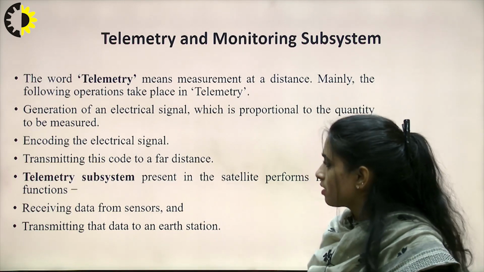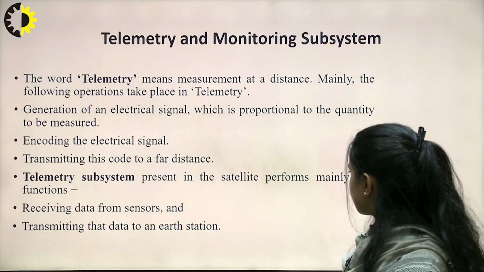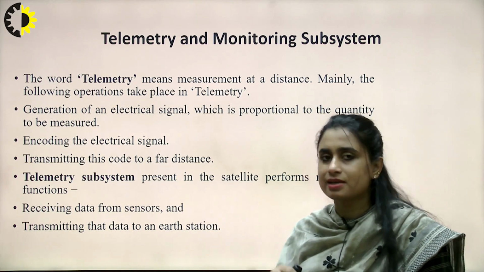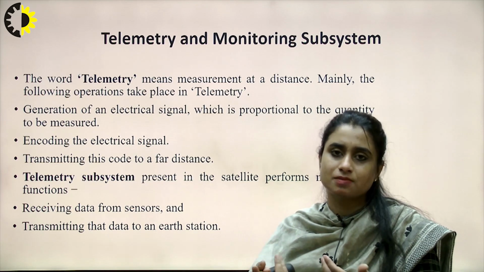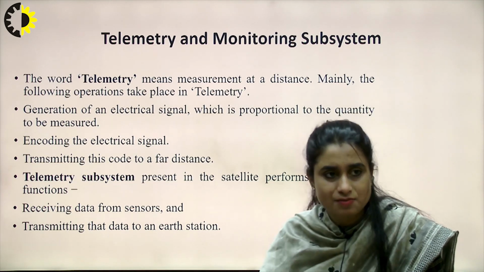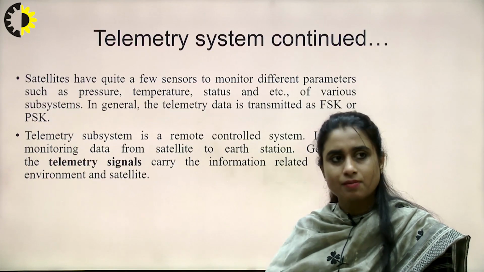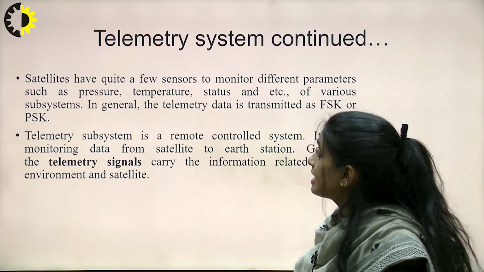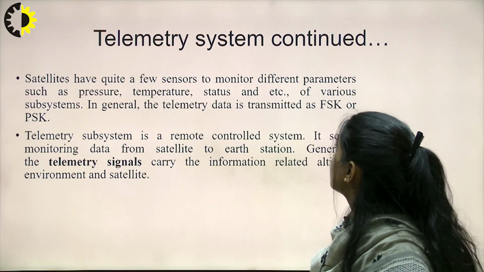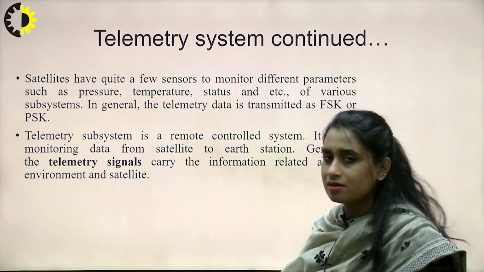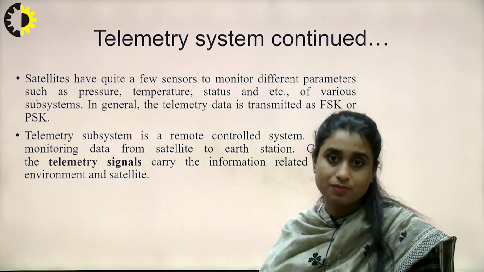The telemetry subsystem present in the satellite performs mainly two functions: receiving the data from the sensors and transmitting the telemetry. It receives, transmits, right. Receiving data from sensors, transmitting data from the satellite to the Earth station. Satellites have quite a few sensors to monitor different parameters: pressure, temperature, status, the health of the satellite. That should be good, right?